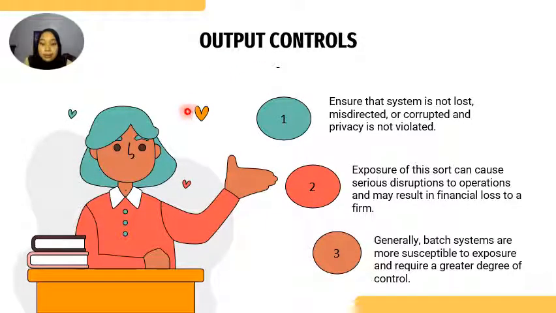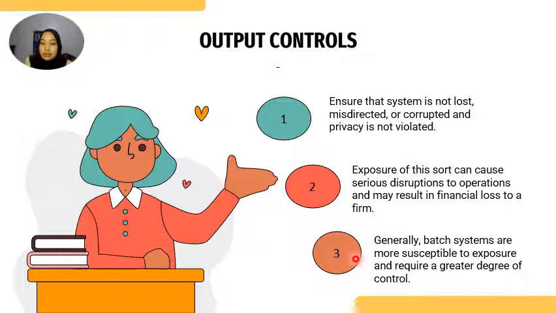Let us now move to output controls. Output controls ensure that system output is not lost, misdirected, or corrupted, and that privacy is not violated. Exposure of this sort can cause serious disruption to operations and may result in financial loss to a firm. Generally, batch systems are more susceptible to exposure and require a greater degree of control.